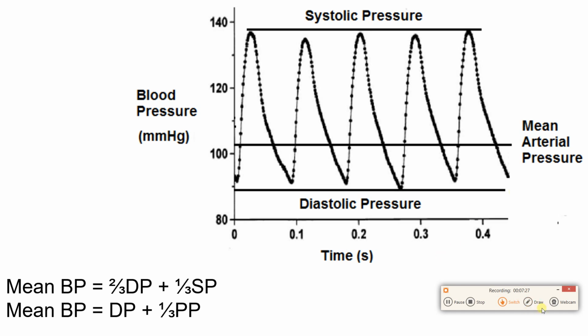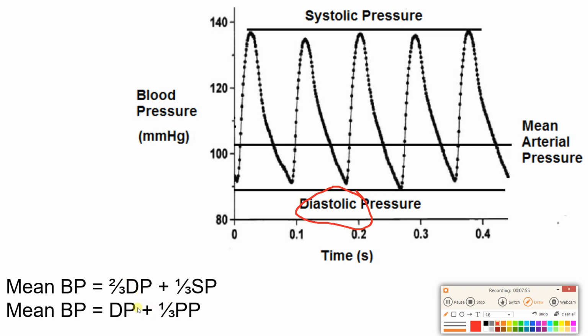Because we spend more time in diastole, we weigh this pressure more heavily. Our average or mean blood pressure, we take 2/3 diastolic plus 1/3 of systolic. So we weigh our diastolic pressure more heavily. It counts more because we spend more time in it.